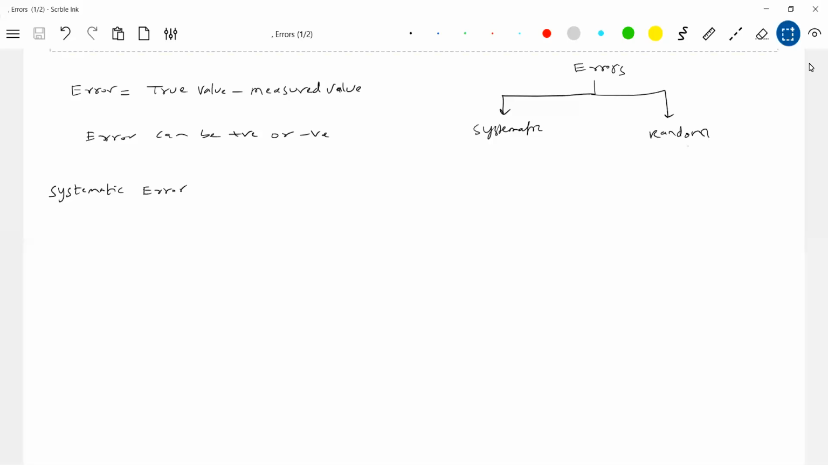Okay, systematic error. So these are the first things. The cause is known. They are reproducible, which means they get repeated.